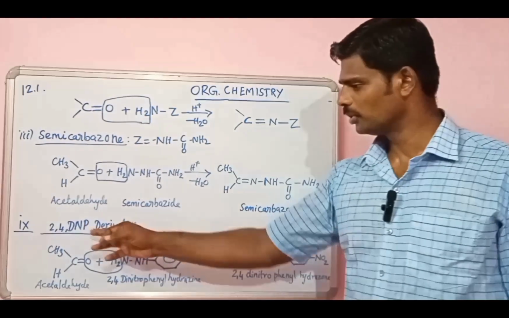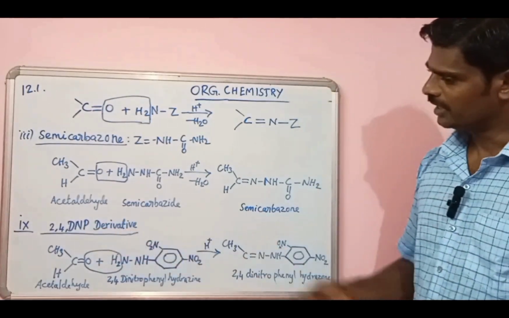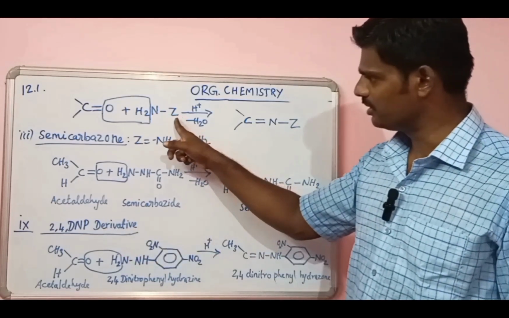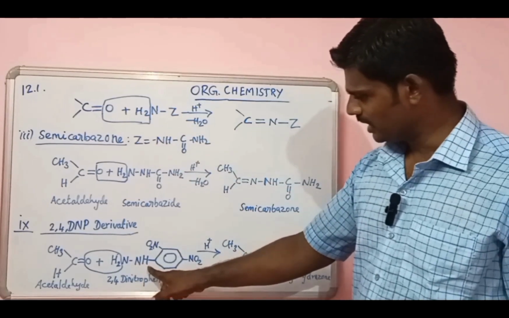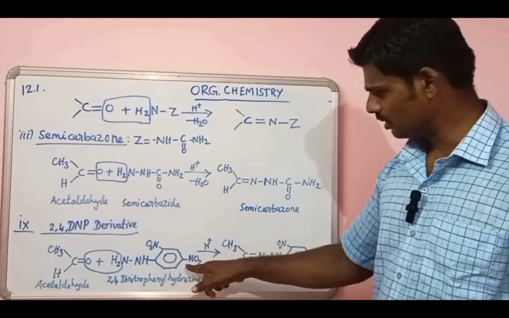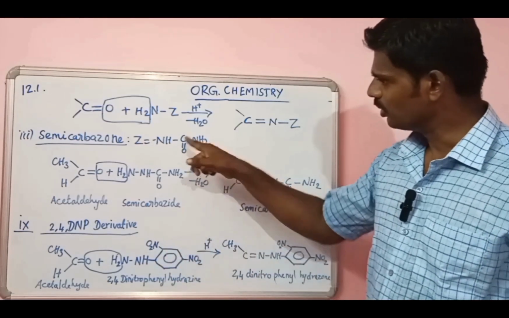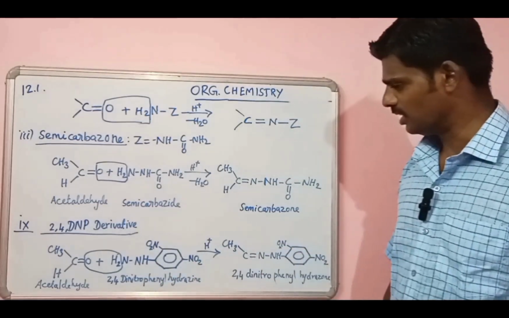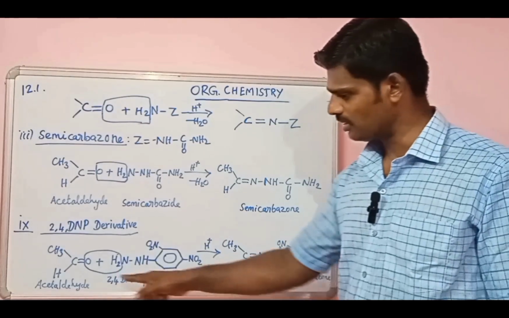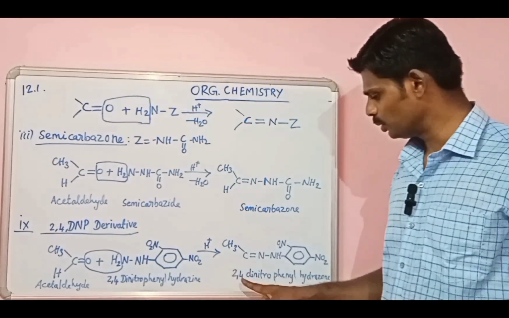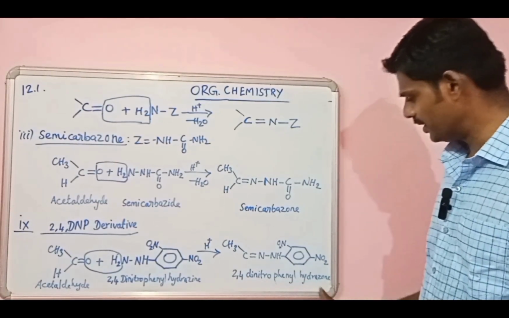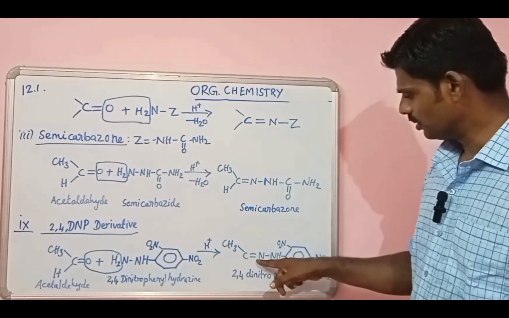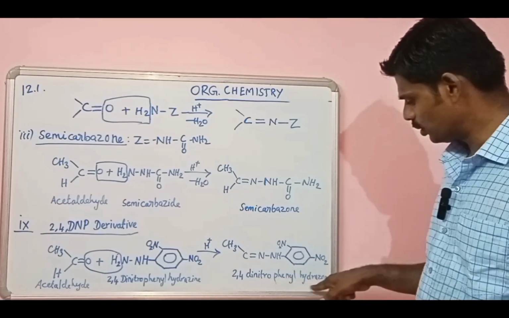Now we will see the 2,4-DNP derivatives, dinitrophenylhydrazine, so the DNP derivative. Instead of Z, we have this phenyl dinitro group, so this is 2,4-dinitrophenylhydrazine. 2,4-dinitrophenylhydrazine reacts with acetaldehyde to produce 2,4-dinitrophenylhydrazone. Same thing, the H2O leaves from here, to form this 2,4-dinitrophenylhydrazone.